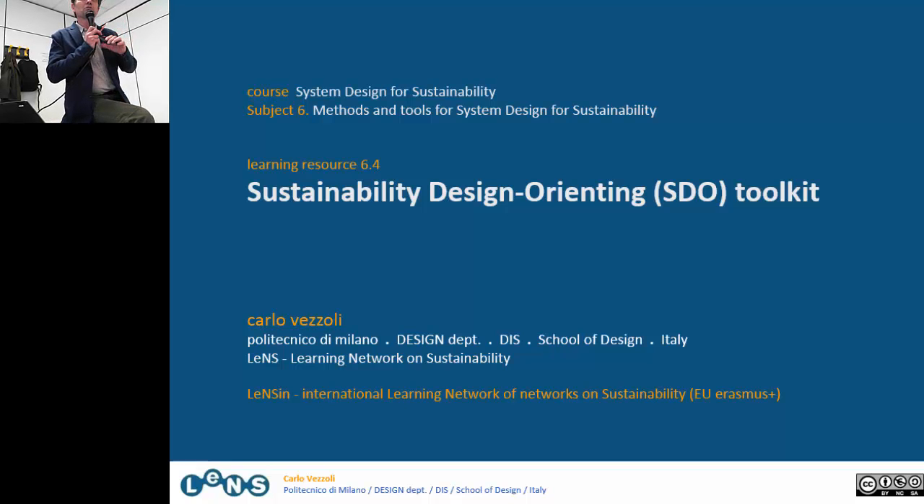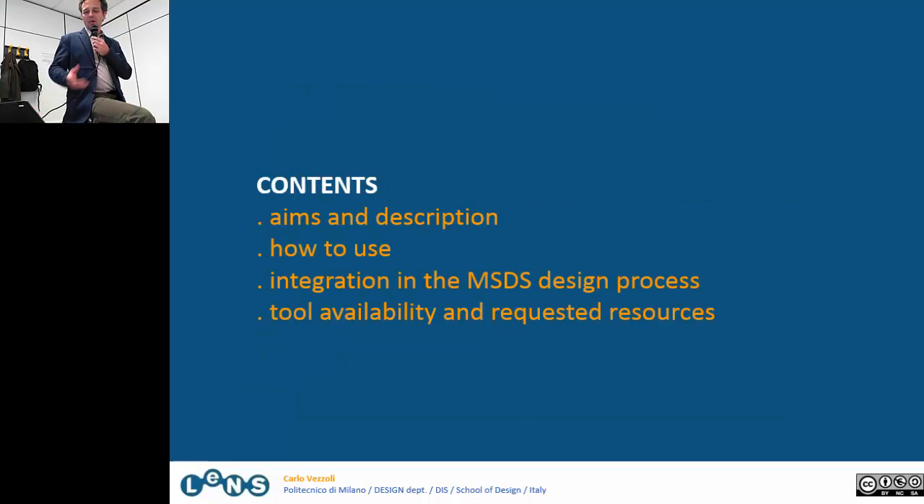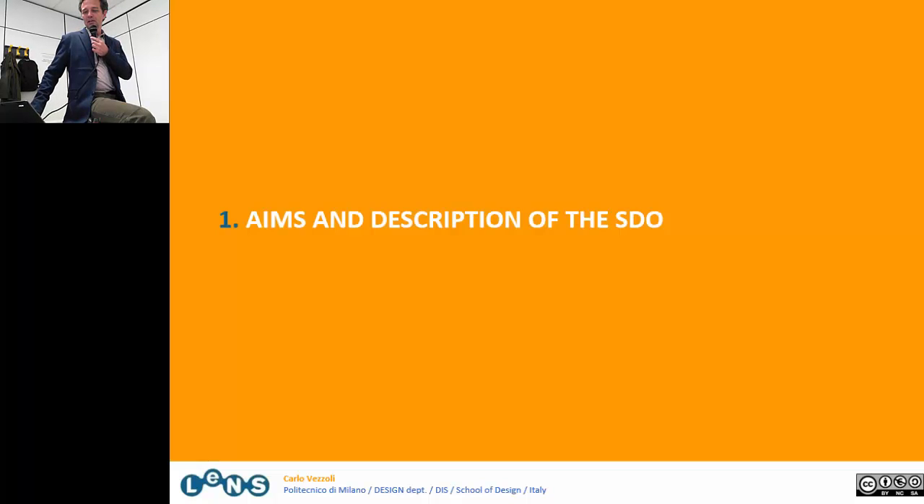So what I'm going to introduce to you today is the Sustainability Design Orienting Toolkit, SDO. Now we'll speak a bit about this tool in general terms. I will introduce aim and description, how to use it, the integration within the MSDS methodology, and the availability and requested resources, as for every tool that we are introducing.